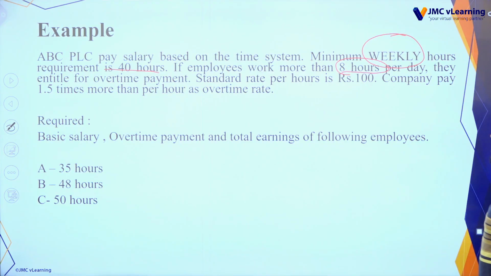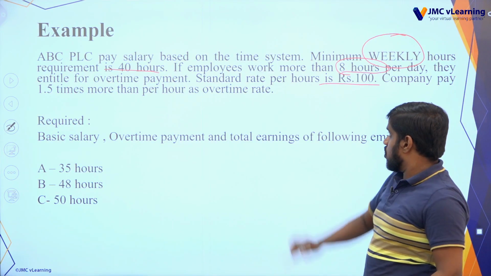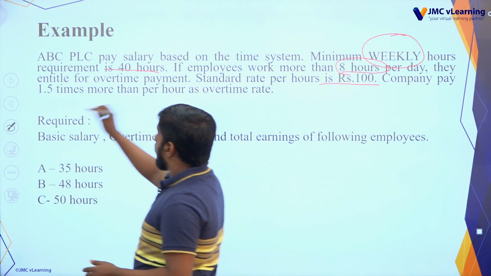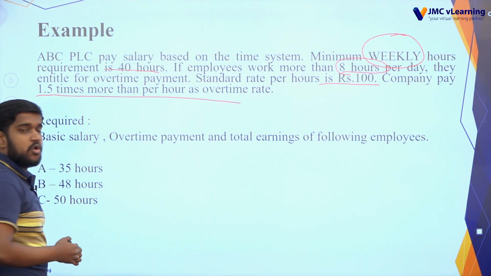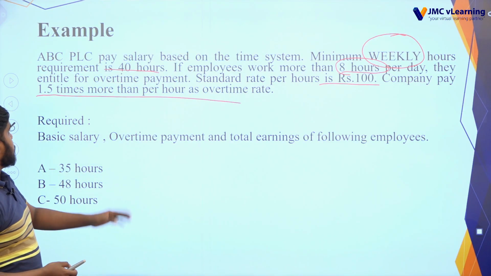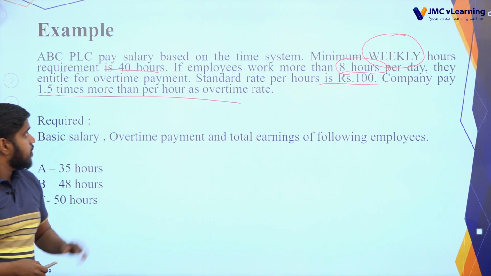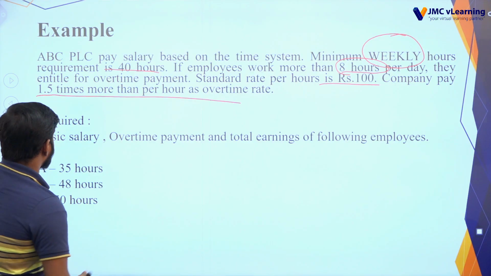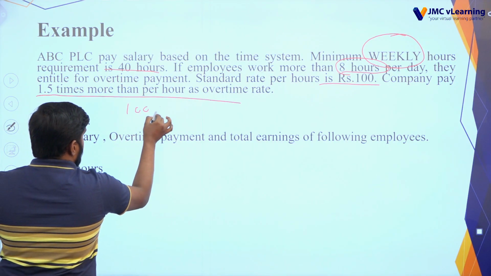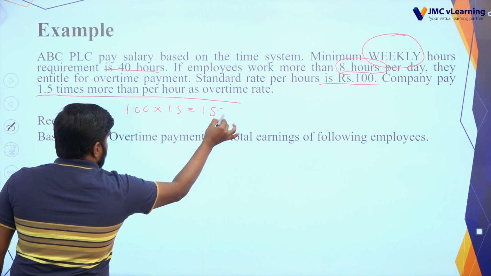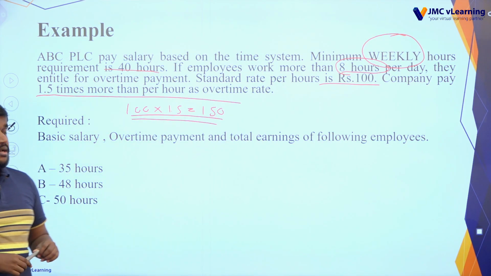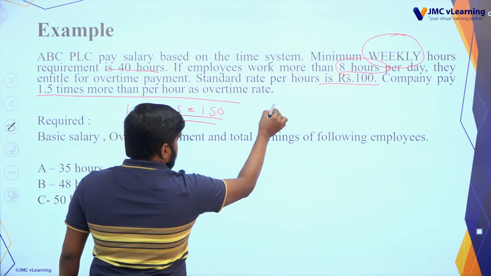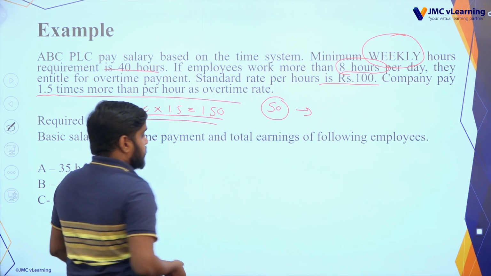Then they say standard rate per hour is 100. That means normally they pay 100 per hour. Then they say the company pays 1.5 times more than the per hour rate as overtime rate. That means for the excessive hours, normally they pay how much? 100 multiplied by 1.5, 150. Normally they pay 150 for overtime hours. That means their overtime payment is how much? 150 minus 100. 50 is their overtime payment.